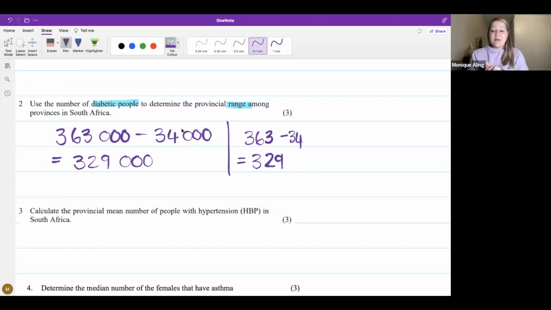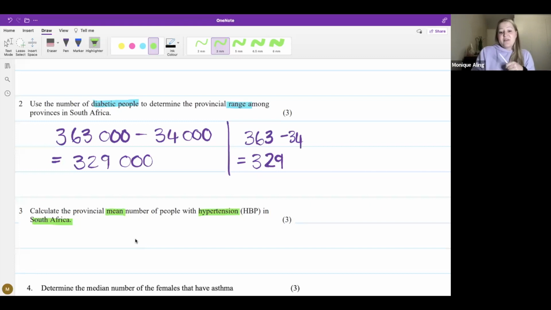Okay. Question 3. So this is going to take a bit of time because we're working out the mean. Calculate the provincial mean number of people with hypertension in South Africa. Okay. So let's just take note of what's been given to us. They want to know what is the mean of people with hypertension in South Africa. So in South Africa means across all the provinces. We're not specifically looking at one province. We're trying to work out the average number of people with hypertension.